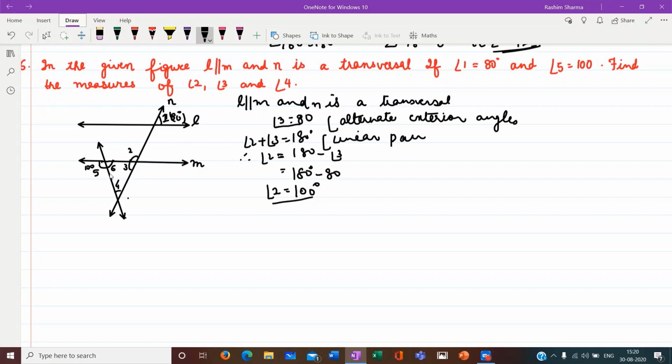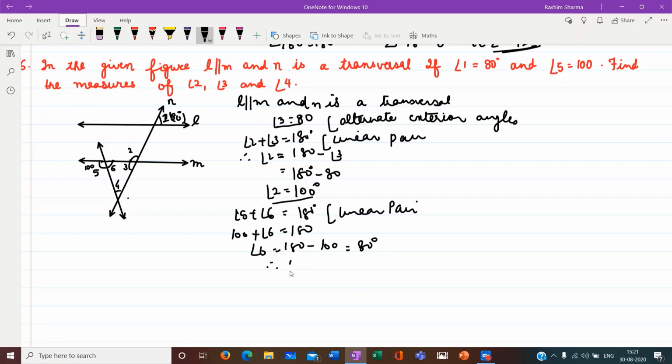Now here we can see angle 5 and here angle 6. They are in linear pair. We will write angle 5 plus 6 is equal to 180 degree because this is a linear pair. Now we know 5 is given as 100 and angle 6 we will find here. It will come as 180 minus 100, that is 80 degree. So we got here angle 6 as 80 degree.